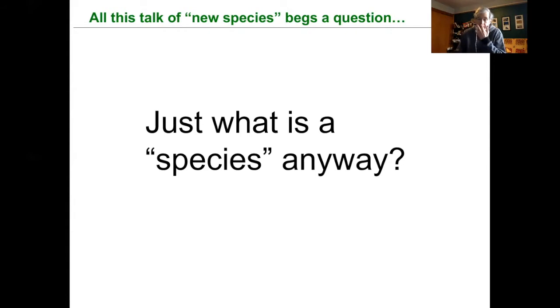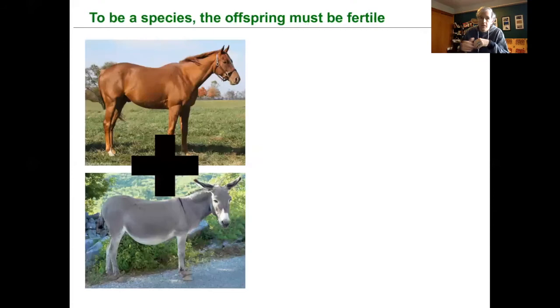So the basic definition, and the one that's most widely adopted, is that a species is a group of organisms that can breed with each other, and the offspring that are produced can also breed. Okay, so in order for two things to be members of the same species, they can breed, and the offspring they produce is then also capable of breeding. The critical part is that to be a species, the offspring must be fertile.